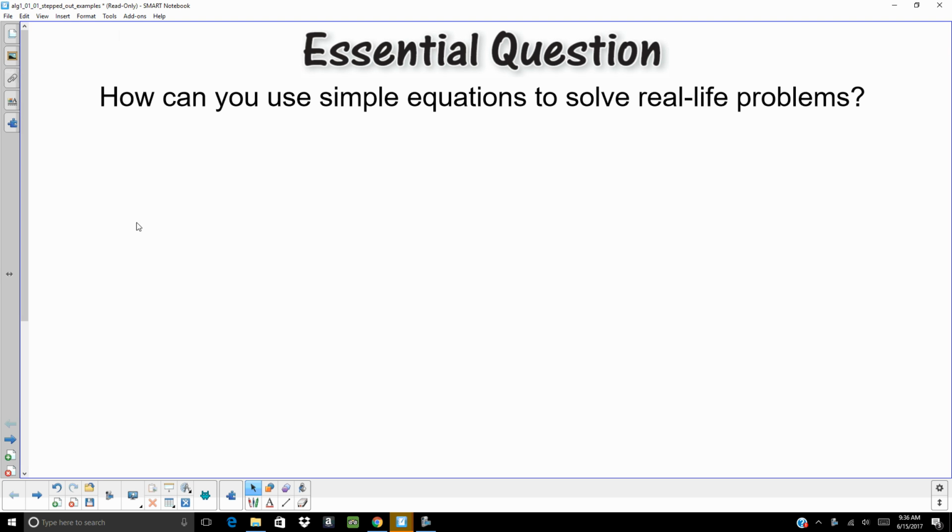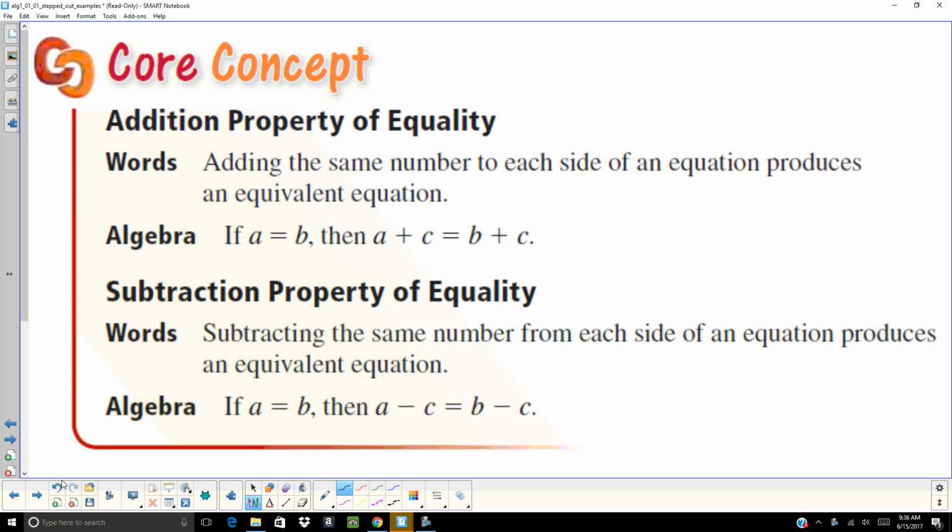All right, today we are doing section 1.1 in Algebra 1. And our central question is, how can you use simple equations to solve real-life problems? There's going to be a couple core concepts that you need to know before you do this.